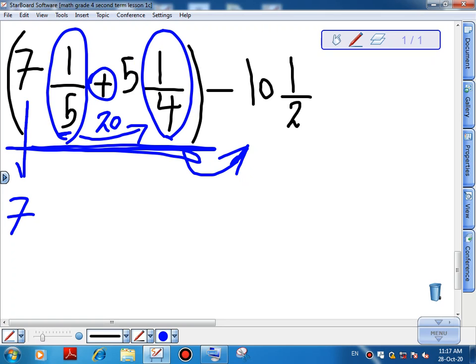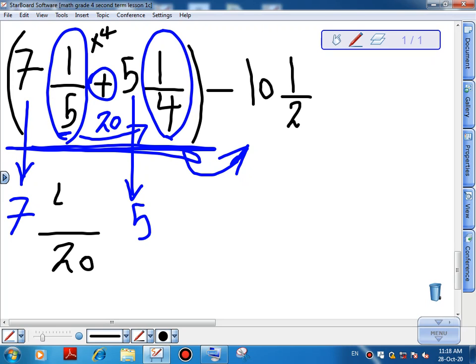7 will be 7. A whole number never changes. And 5 will be 5. It will never change. Just change the fraction. 1/5 will be over 20. How? By multiplying by 4. 1 times 4 equals 4. 4 times 5 equals 20. And the next one, 5 will be 5. The fraction 1/4 will have denominator 20, the same denominator, by multiplying by 5. We multiply both the numerator and denominator by 5. 1 times 5 equals 5. 4 times 5 equals 20. We now have the same denominator.